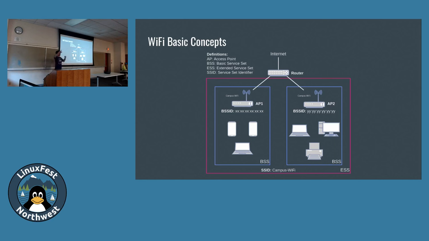But if there were two, or another one in another room, as you walk through the building, currently I'm probably connected to this one, but as I walk to another room, this signal is going to get really weak, so I want to roam to the next access point. And you can do that because they're both using the same SSID, they're both in the same extended service set, and you go from one BSS to the next. The unique identifier for these is the MAC address of the access points, both broadcasting the campus Wi-Fi SSID. That's what this is broadcasting right now.